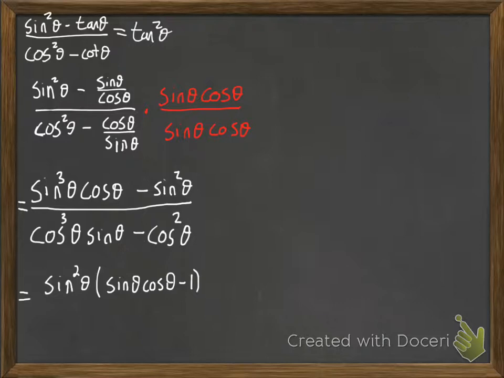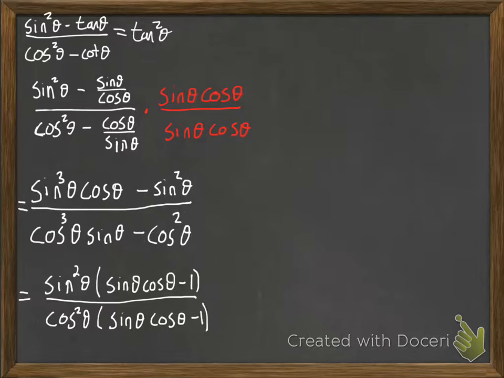In the bottom, we have a cosine cubed sine and a cosine squared, so we can pull out the common factor of cosine squared. When we do that, we'd be left with cosine sine, which I'm just going to go ahead and rewrite as sine cosine, because it's multiplication, minus 1. And then we look at what we have, and hopefully when we factored, something will now cancel out, and that's exactly what happens here. We have a sine theta cosine theta minus 1 in both top and bottom that we can take out, leaving us finally with sine squared over cosine squared.